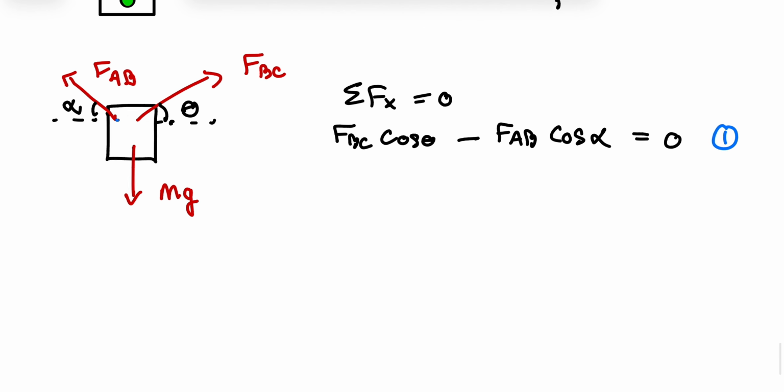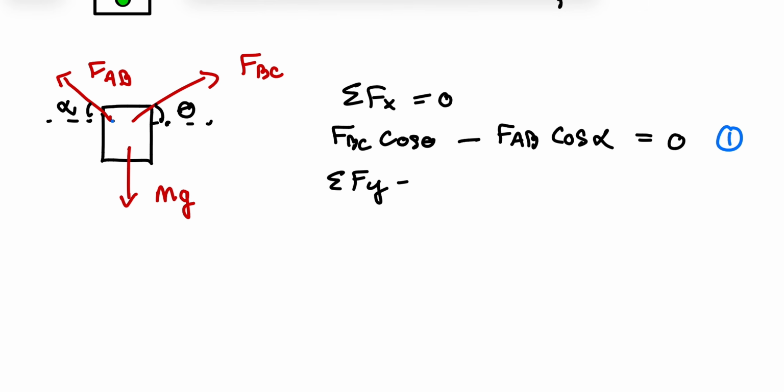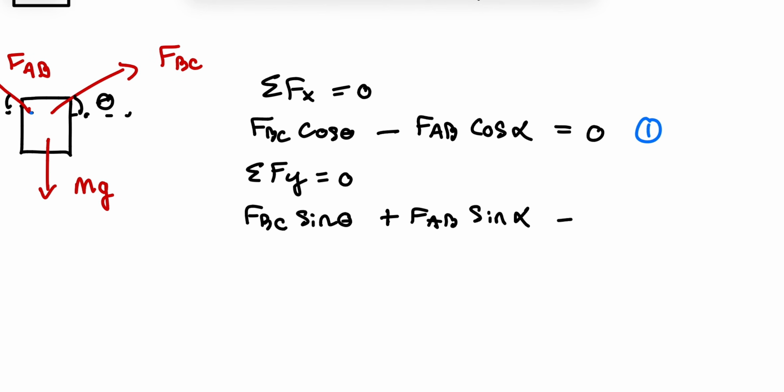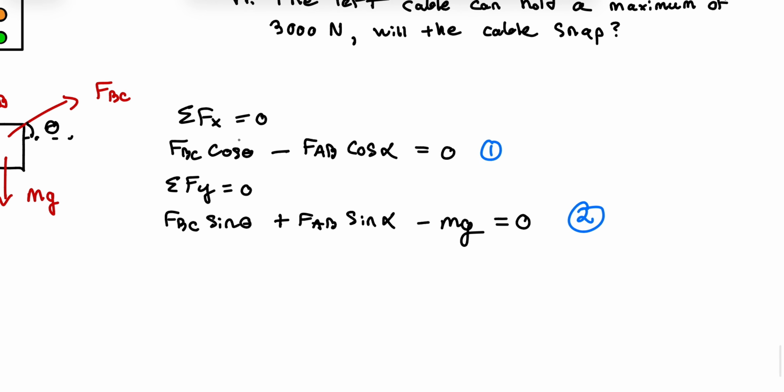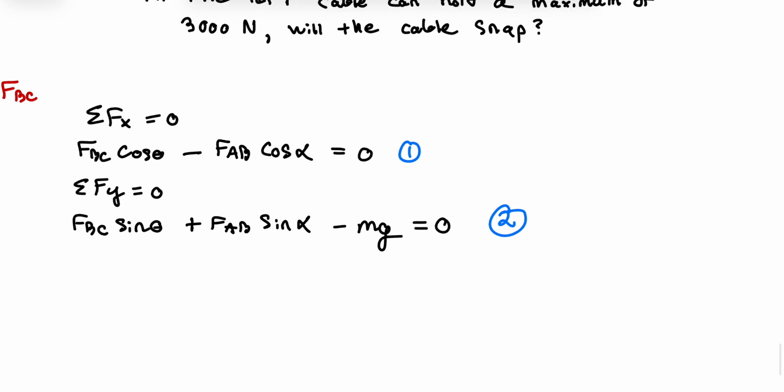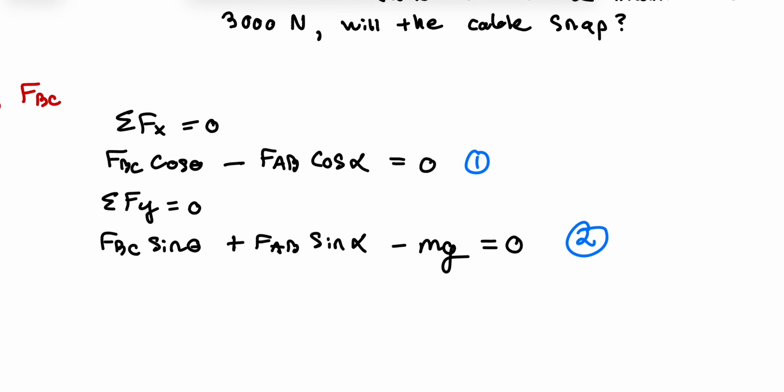I'm going to do the same thing, but now force in the y direction has to be zero. So let's do FBC sine theta plus FAB sine alpha, and these are both positive because they act in the same way. That's the vertical projection of the force. Then minus mg, our weight force, has to equal zero. So this is our equation two. So we have two equations and two unknowns, so this is enough to solve for the unknown variables, these force values that we want.